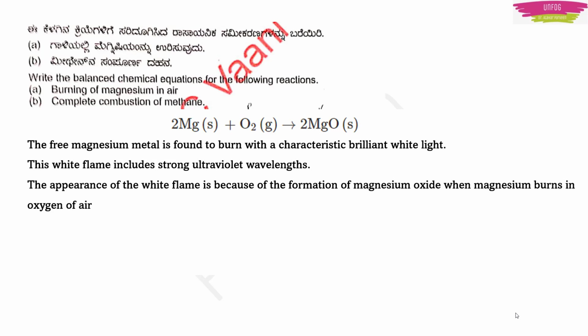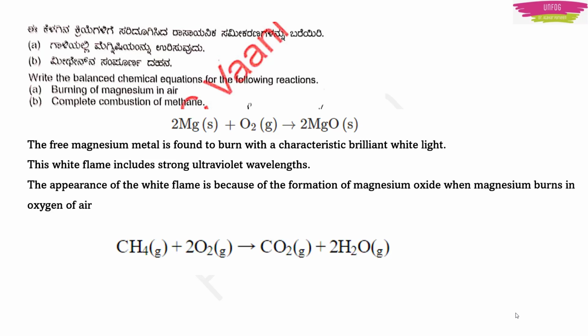You should know all this. Actually, this is the basic necessity of knowing the chemical equations in chemistry. Okay, these are simple chemical equations which you have studied in your school. Then this white flame, it will include strong ultraviolet wavelengths. Then the appearance of the white light flame is because of the formation of magnesium oxide when magnesium burns in oxygen of air.